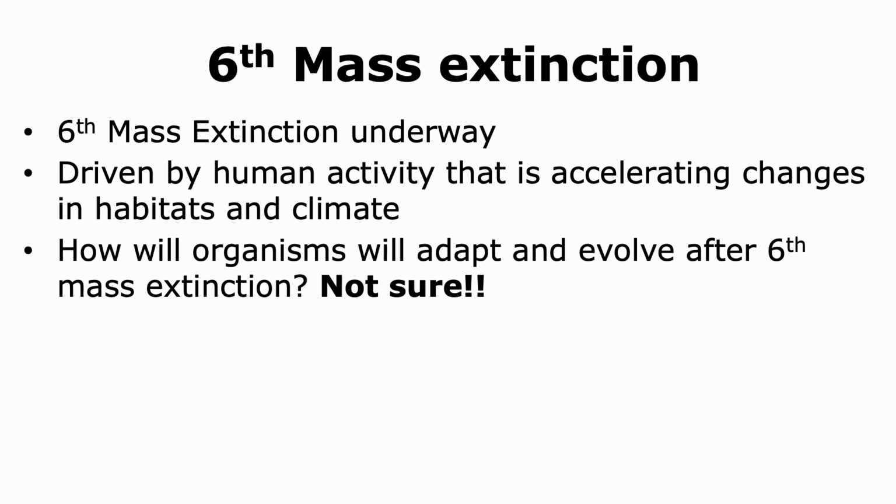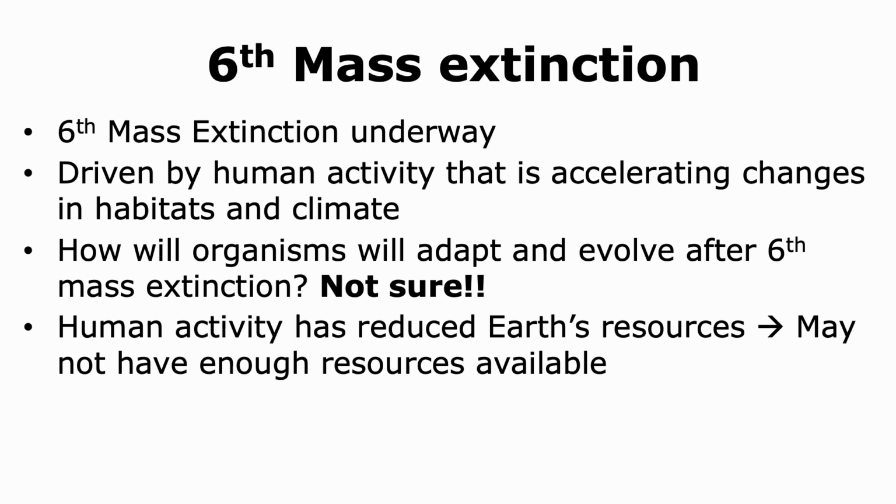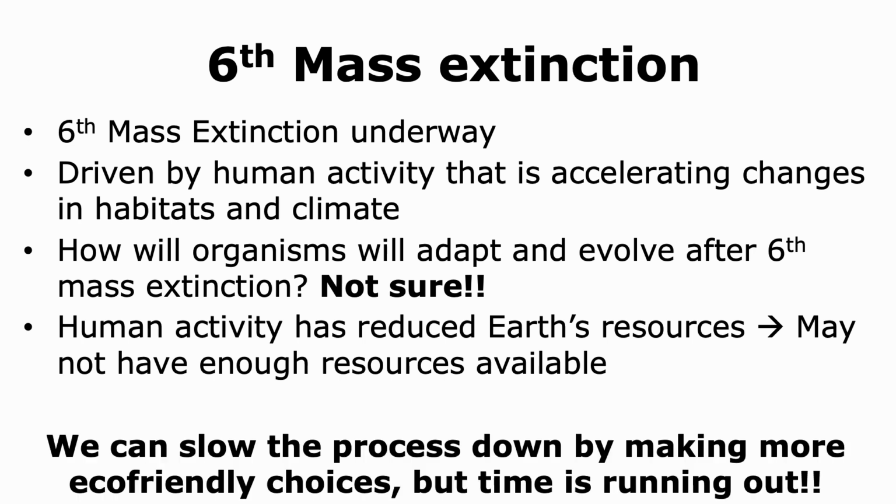The reason it's unclear is because for every mass extinction, there were resources available for the surviving organisms to adapt and evolve. However, human activity has reduced many of Earth's natural resources, and hence there may not be enough resources available for the organisms that survive this 6th mass extinction. Now, it is important to know that we can slow down this process by making more eco-friendly choices, but it needs to be done now.